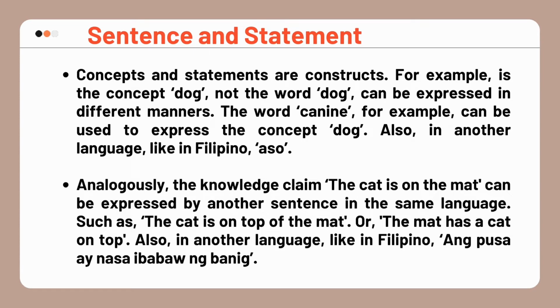Next, sentence and statement. Alam naman natin na yung concept na dog, hindi yung word na dog ha, pwede siyang i-express sa iba't ibang way. Like, pwede mo siyang sabihing aso, ganon. Kapag narinig mo naman yun, alam mo namang parehas lang yung tinutukoy doon. Same din yun sa mga sentences. Kunwari, sinabi mong the cat is on the mat. Hindi lang yun yung way para sabihin mo na yung pusa nasa itaas ng mat. Pwede ring the mat has a cat on top. Ganon, same lang naman sila ng ibig sabihin. That being so, we can have many terms and sentences not necessarily in the same language expressing the same concept and same knowledge claim.